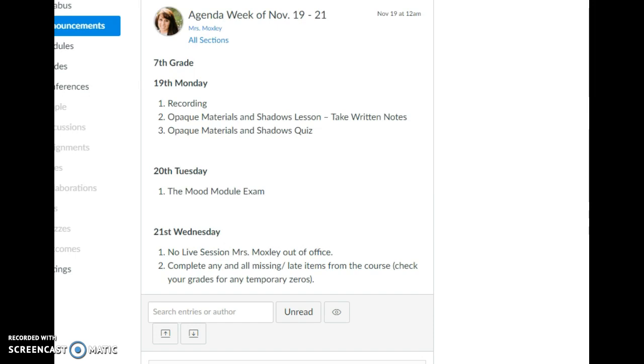Now, as far as weights go, if there's a test or exam that has a zero, that exam weighs more than any of the quizzes or the other assignments. So be sure to get those tests done first, but be sure that you're prepared for them.